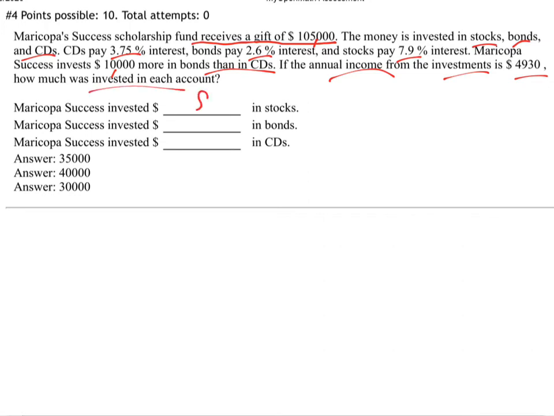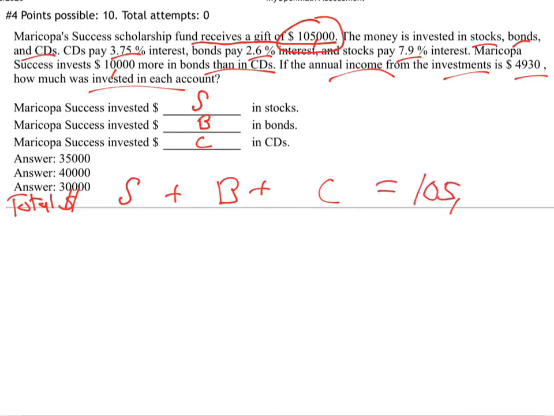So we'll say stocks, bonds, CDs. I think it's easier than using XYZ. All right, so 3 letters, you know what that means. We need 3 equations. So let's get our 3 equations. The first one is the total money. It's the gift of 105,000. So total dollars: the stock money plus the bond money plus the CD money must be $105,000.